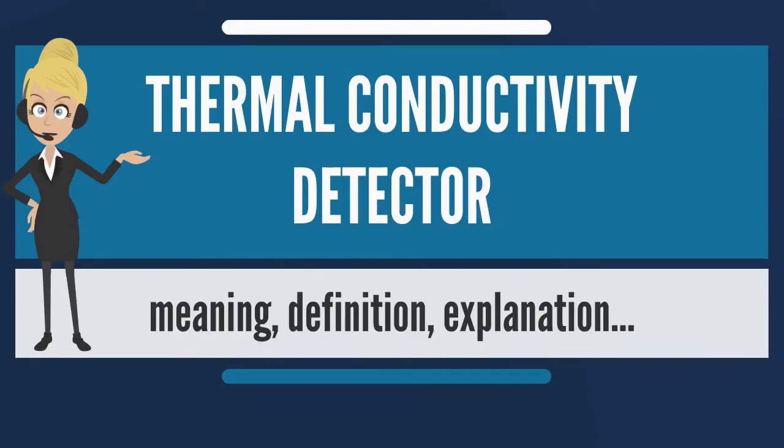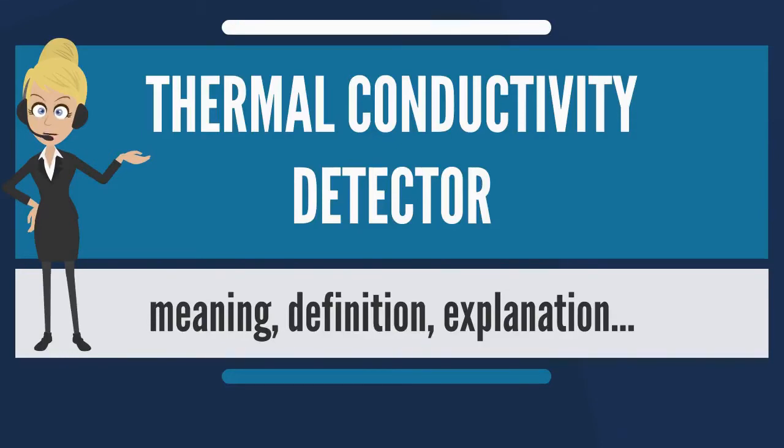The TCD consists of an electrically heated filament in a temperature-controlled cell. Under normal conditions there is a stable heat flow from the filament to the detector body. When an analyte elutes and the thermal conductivity of the column effluent is reduced, the filament heats up and changes resistance. This resistance change is often sensed by a Wheatstone bridge circuit which produces a measurable voltage change.